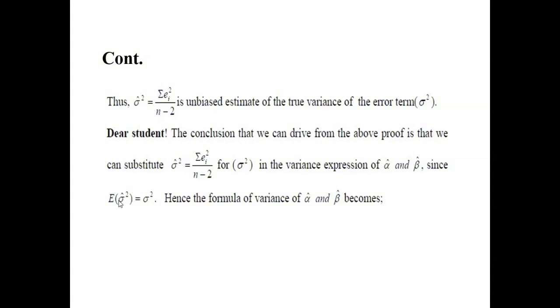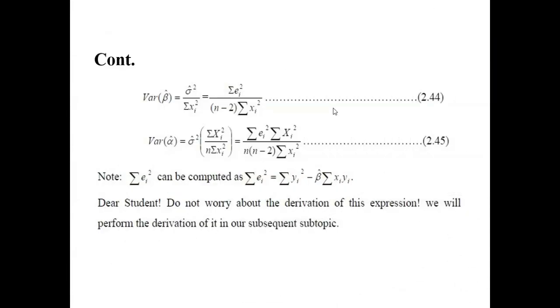So here simply, the expected value of the variance of the estimators is equivalent to what? That of the population variance. Hence the formula of the variance of this and this becomes almost like this. So the variance of beta is equivalent to this parameter over the summation of xi square, and the variance of alpha is equivalent to this: the summation of xi square over n times the summation of xi square, or it can be equivalent with this error term.